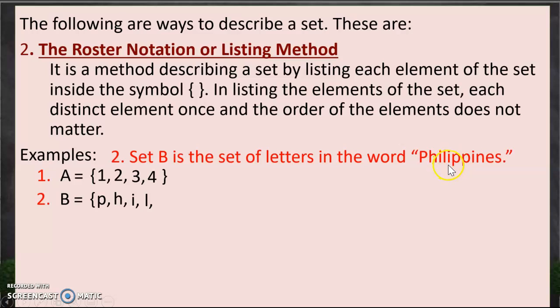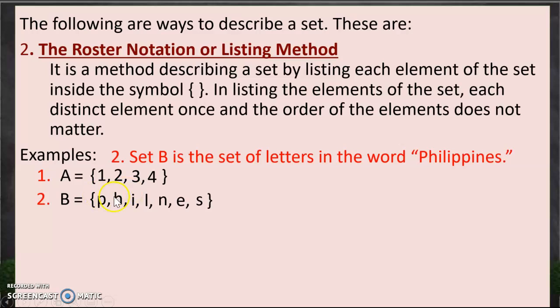So this I, we will not write it again because we can only write each element once. So we already have I. Next, P. We already have P, so we will not write it again. Then N, E, then the last one is S.